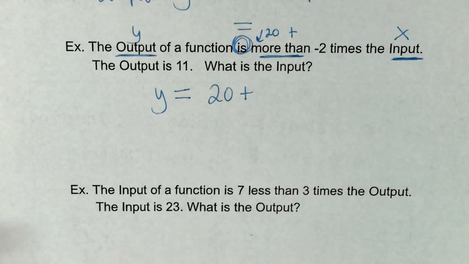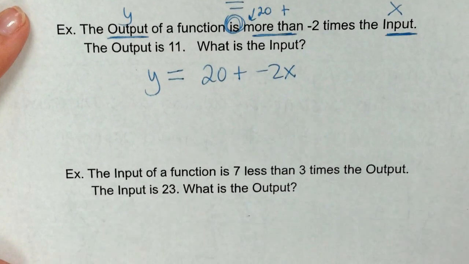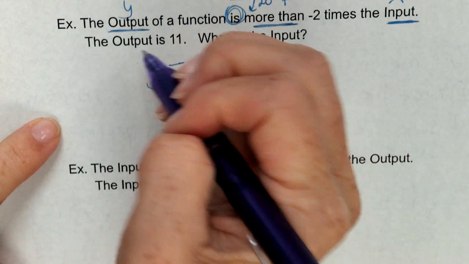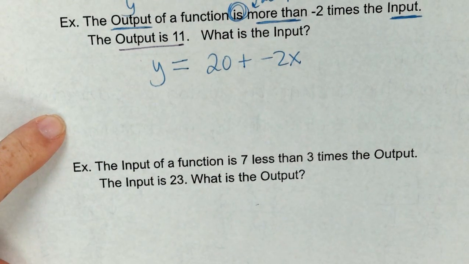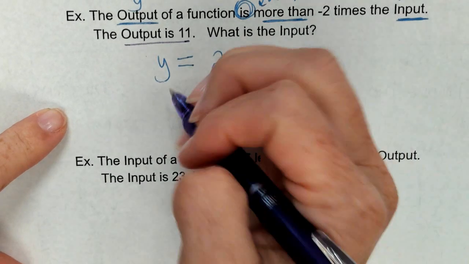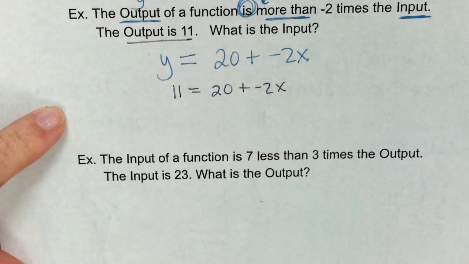Negative 2 times the input. So negative 2 times x. How would I write that? Negative 2x. Now, how many variables do you have? You cannot solve with 2 variables. So now look what it said. The output is 11. So what is 11 going to go in place of? The y. So 11 equals 20 plus negative 2x.